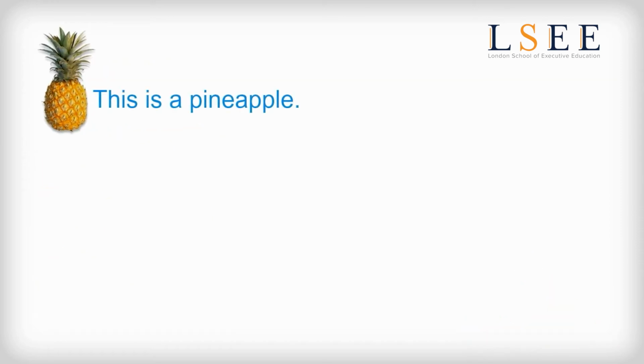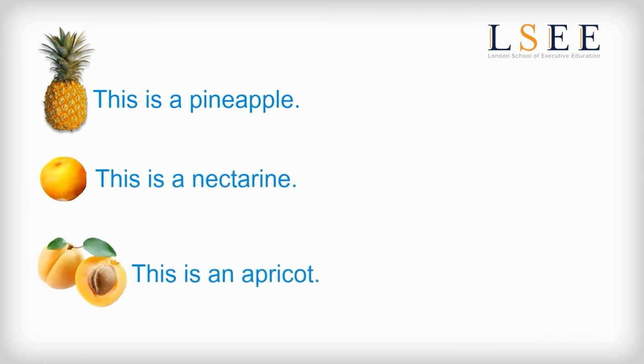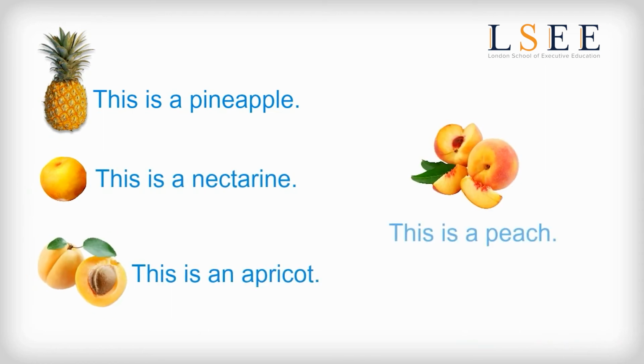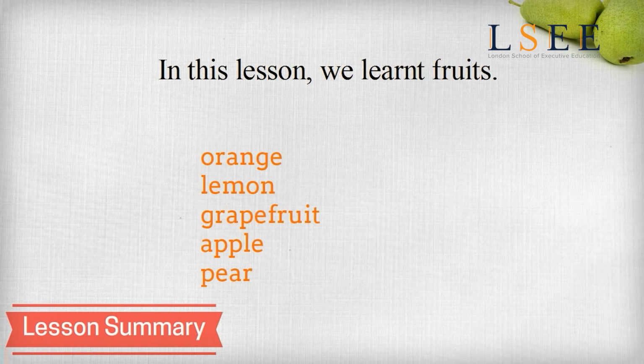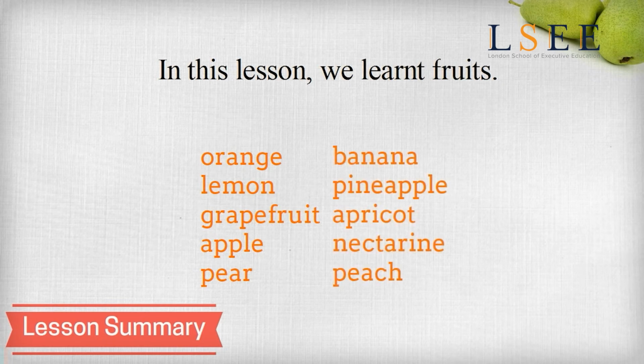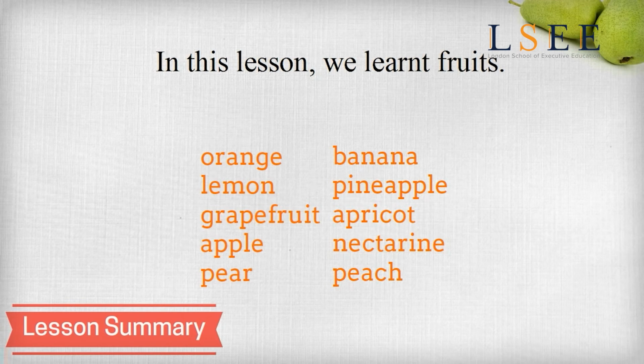This is a pineapple. This is a nectarine. This is an apricot. This is a peach. In this lesson, we learnt fruits. Orange, lemon, grapefruit, apple, pear, banana, pineapple, apricot, nectarine, peach.